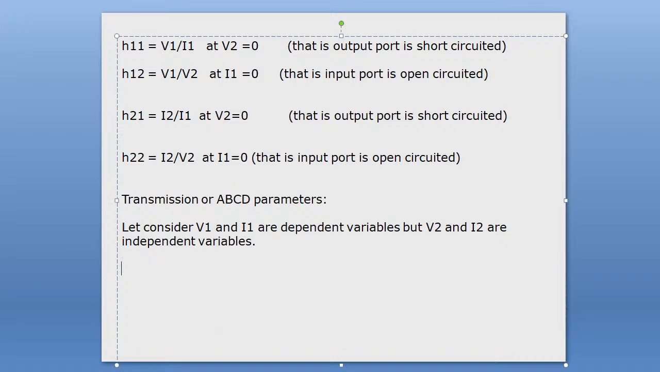So therefore we can write the equation for the two port network in terms of transmission parameters like this. We can write V1 equal to A V2 minus B I2, and I1 equal to C V2 minus D I2. You just notice here that a negative sign comes in the equation. Okay, this is the most important part of this equation, the negative sign.